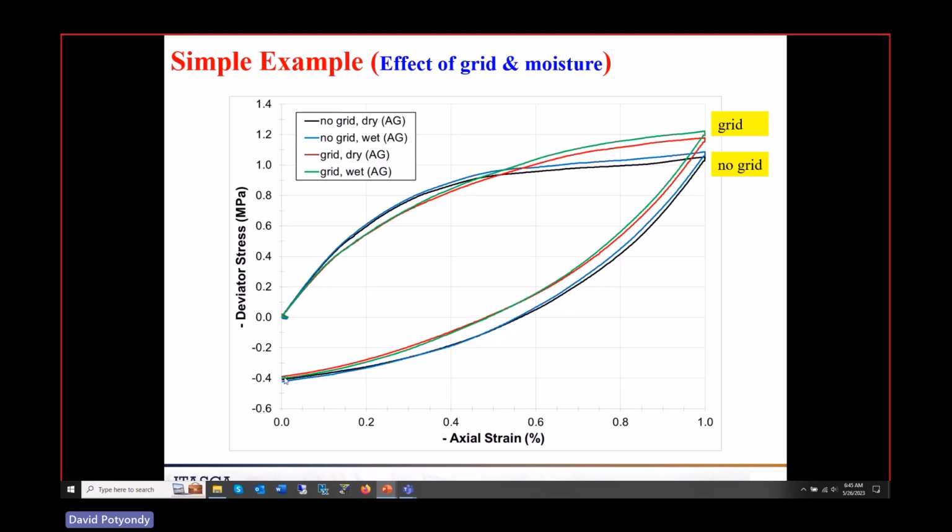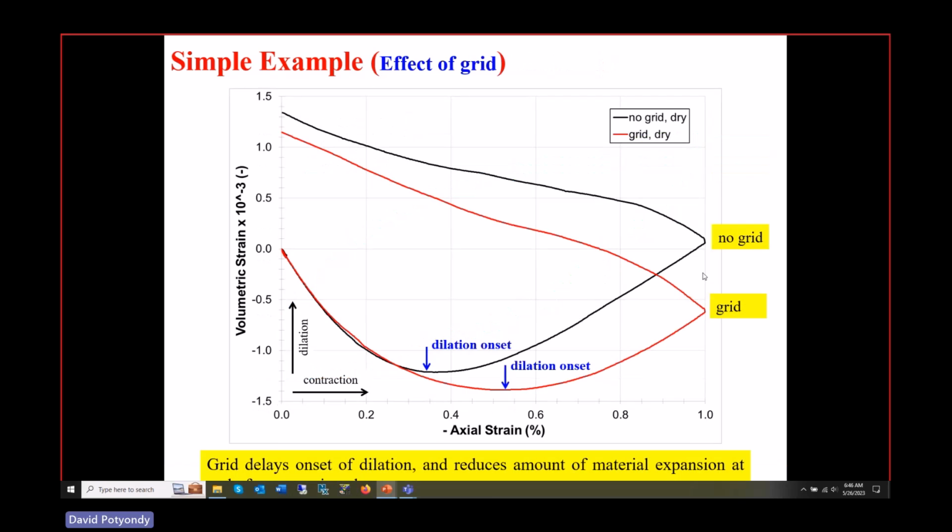And notice after we push it back, we don't go back to zero. So what we've done is we've squeezed it and unsqueezed it. And oh, look, there's still some stress on there. Now it's in a compressive state of stress. And again, what you're seeing here is the effect of everything. This is with no grid. This is with grid. With the grid, it's stiffer. And then the same effects of wet and dry. With the wetness, it's also a little bit stiffer.